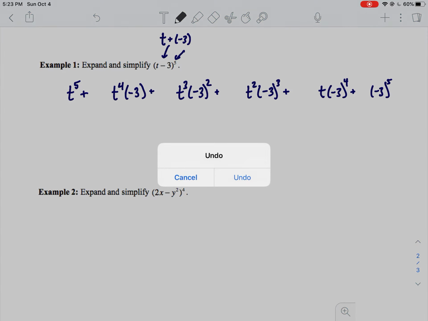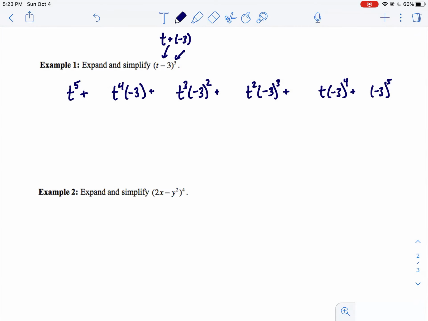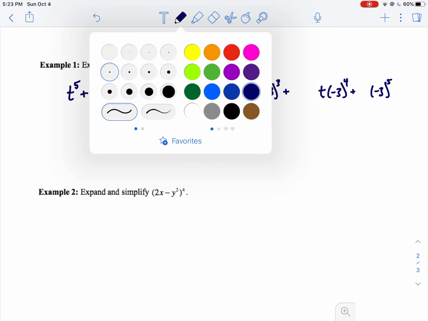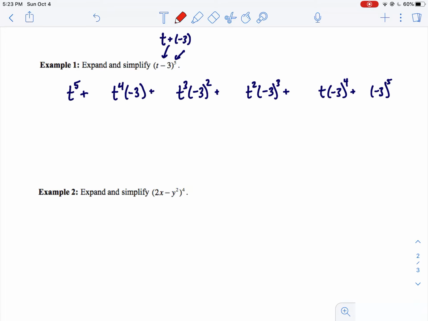Okay, so just like before, right? The t starts out to the fifth, and then it descends. So t to the fifth, t to the fourth, t cubed, t squared, t, and then the t is gone. Meanwhile, the -3 was not in the first term, came in the next one, and so on. Notice that I put the -3 in parentheses. That's going to be important in a second when we simplify. Then we need the fifth row of Pascal's triangle, right?